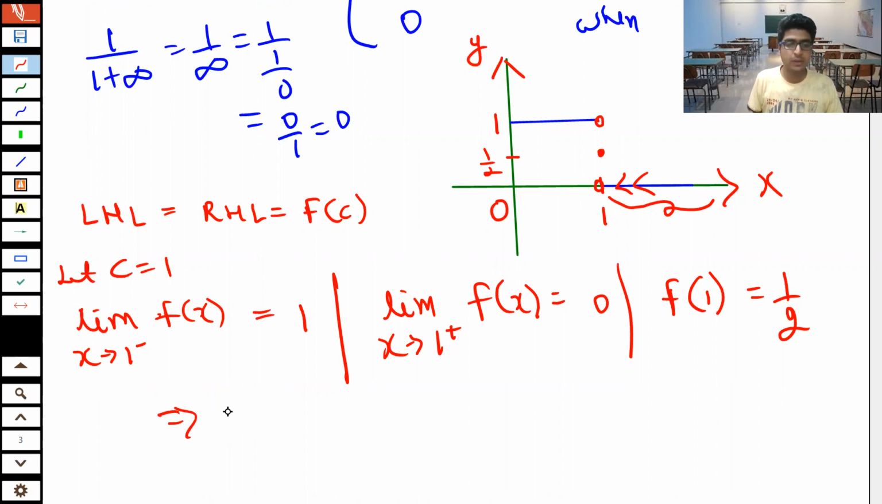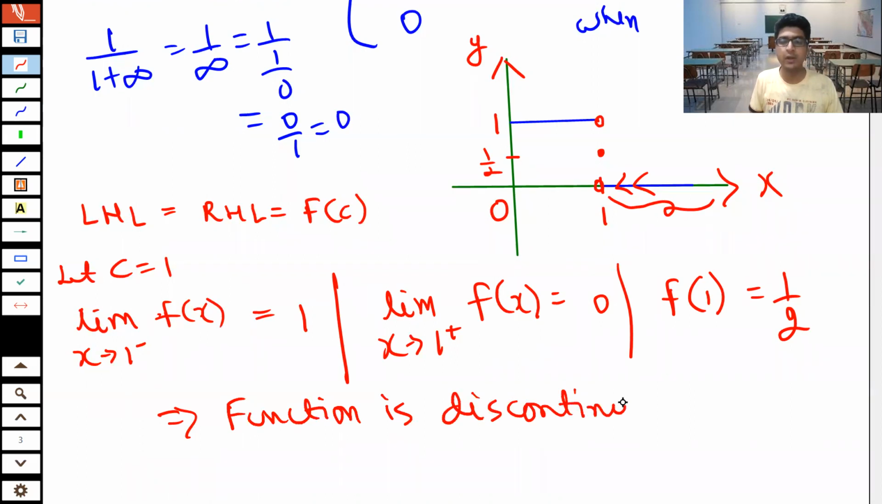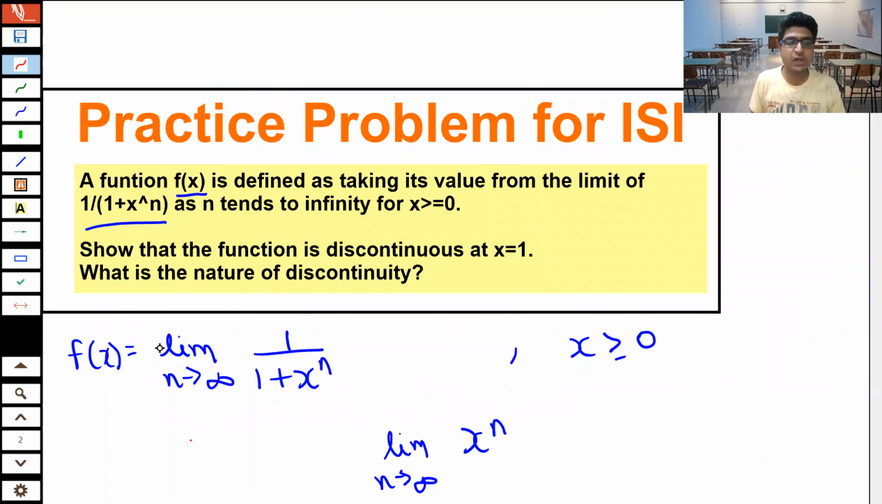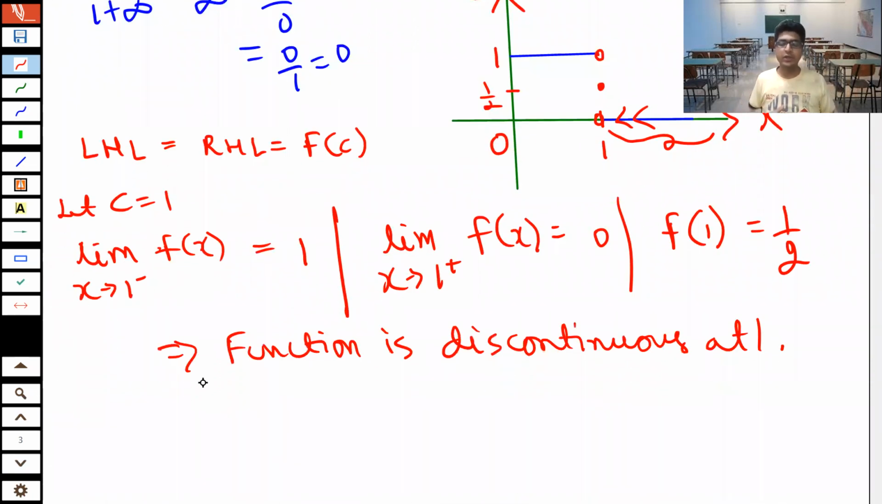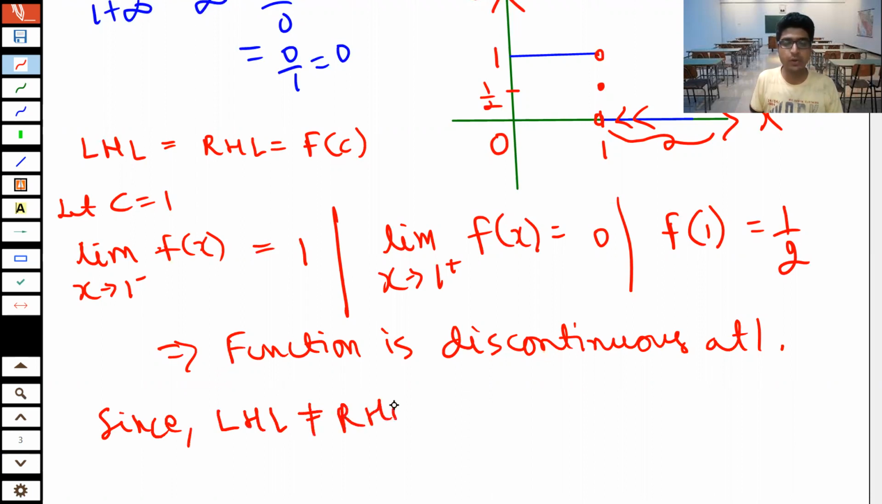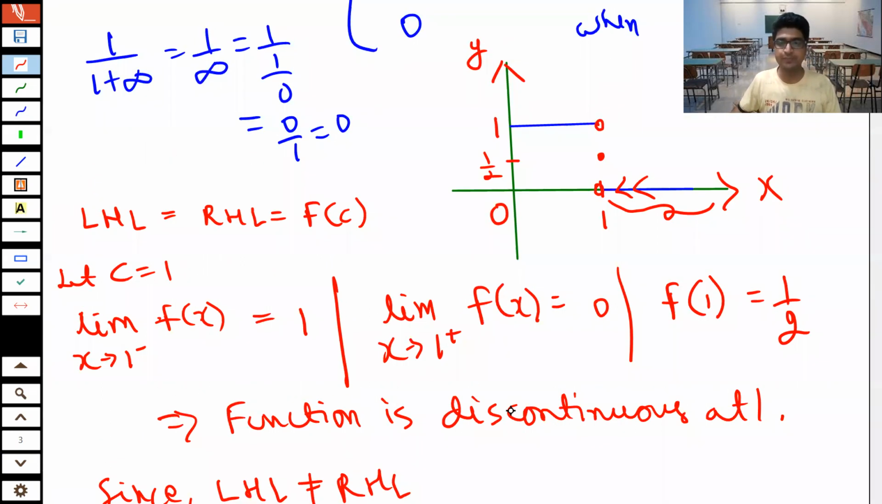The function is discontinuous at 1, right? And there was another question asked there. What is the nature of discontinuity? Either this discontinuity can be removable or it can be irremovable. But since in this case even LHL is not equal to RHL, they both are not equal.